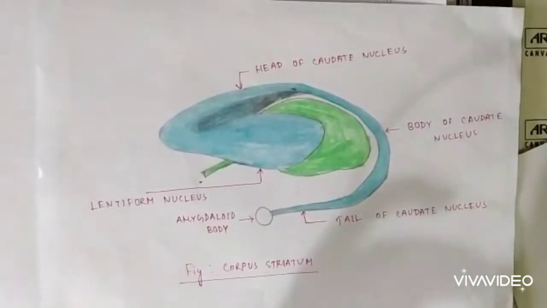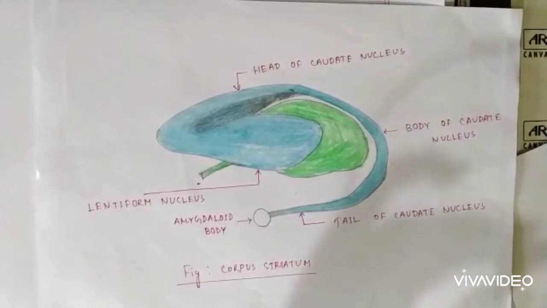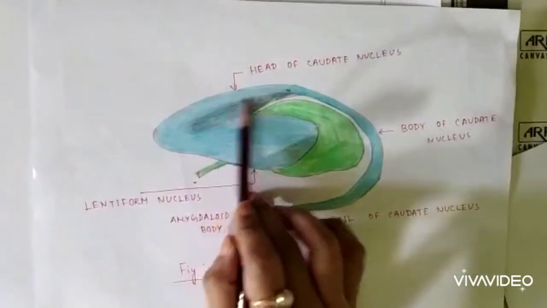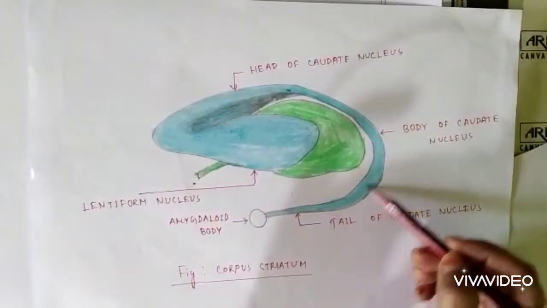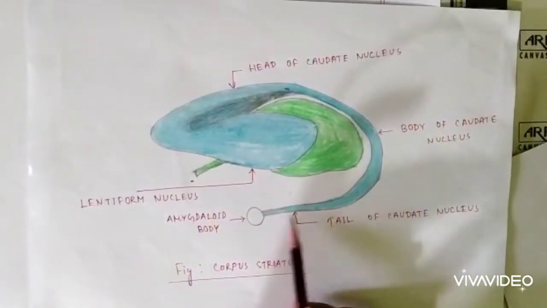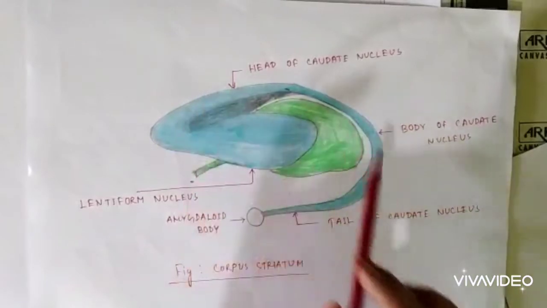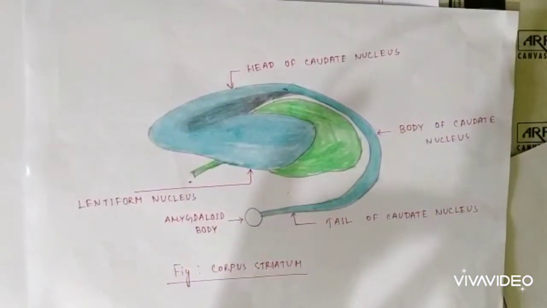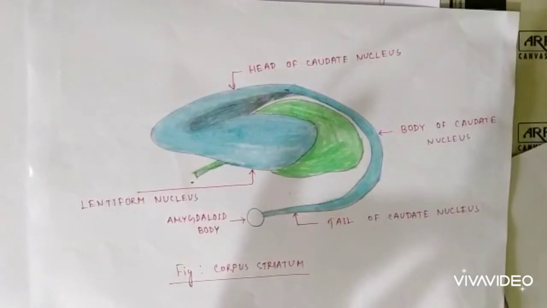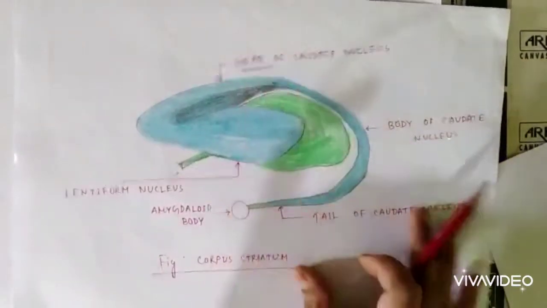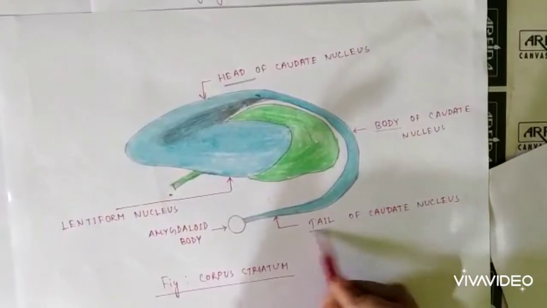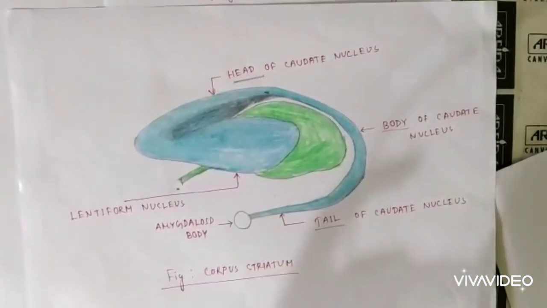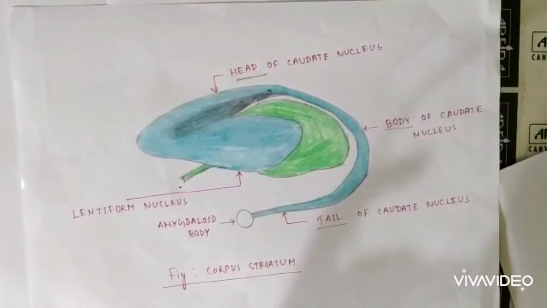The caudate nucleus has a head, this portion is the head, and this portion is the body, and it also has a tail. The shape of the caudate nucleus is C shape, and it is divided into three parts: head, body, and tail. The head forms the floor of the anterior horn of the lateral ventricle.